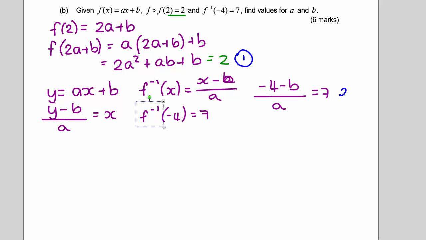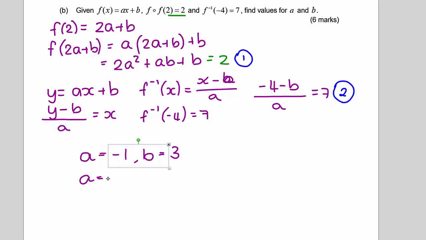Aha! So now I've got 2 things I don't know. I've got 2 equations. It's good old simultaneous equations. But because there's an a squared, we actually end up with 2 sets of solutions. A is minus 1, gives me b is 3. And a is negative 1.2, gives me that b is 4.4. And there you go.